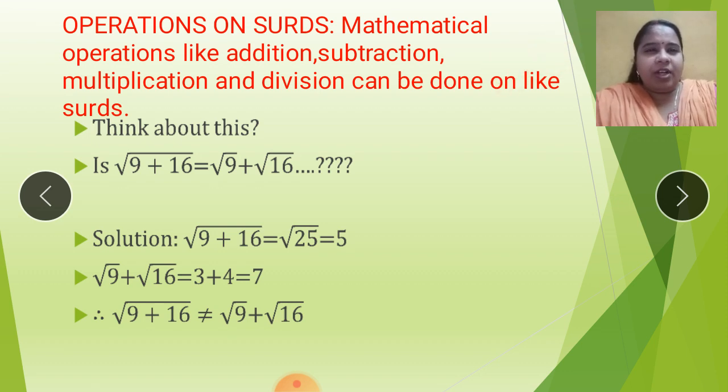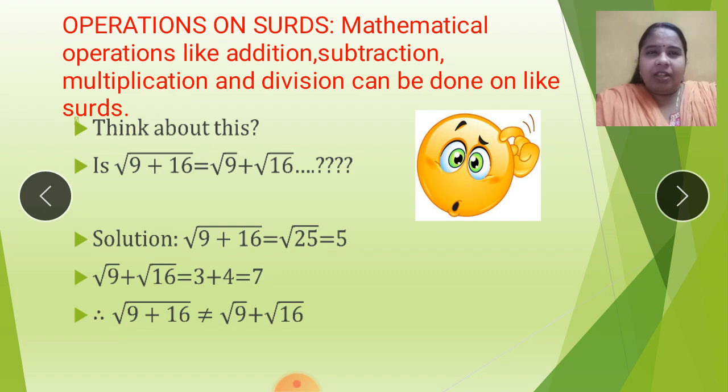So I have given you a condition to think about, right? Is square root of 9 plus 16 equal to square root of 9 plus square root of 16? Yes, just think about it. Are they equal? Yes, let us see the solution of it. Square root of 9 plus 16 is nothing but square root of 25. And square root of 25 is 5. When I go to the right hand side, square root of 9 is 3. Square root of 16 is 4. And 3 plus 4 is 7. Are they equal? No, they are not equal. So this is a common mistake which is often made in surds.